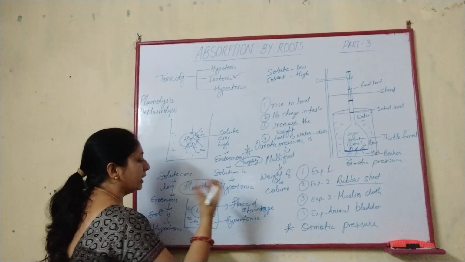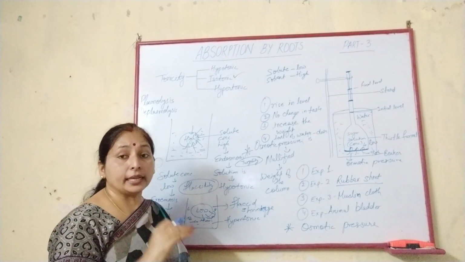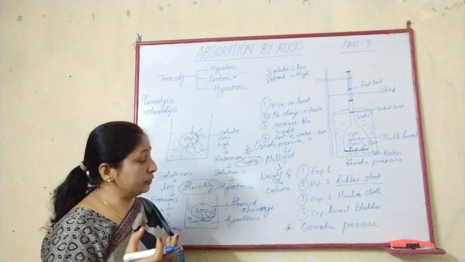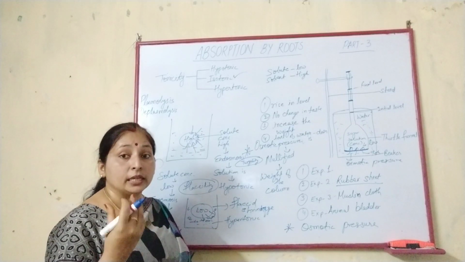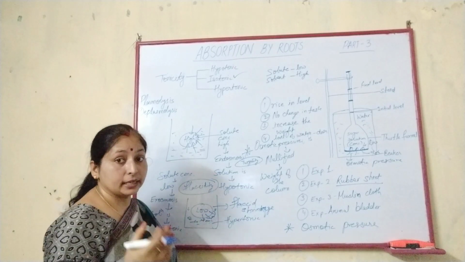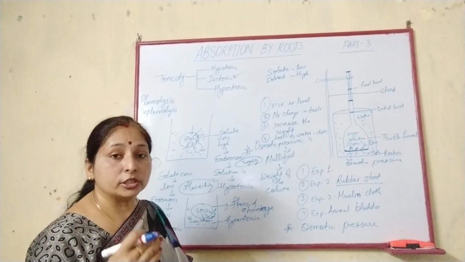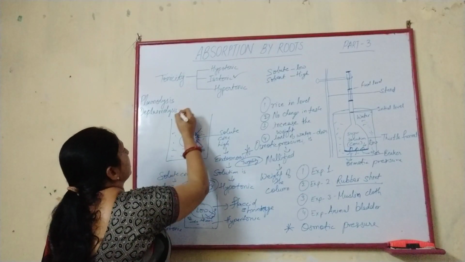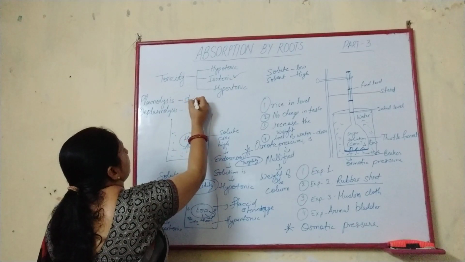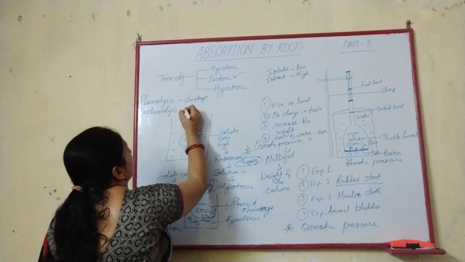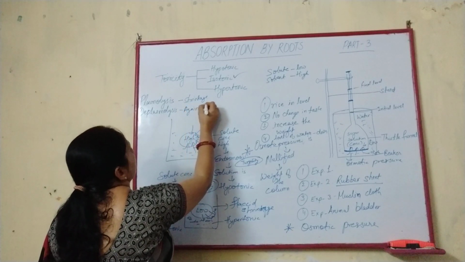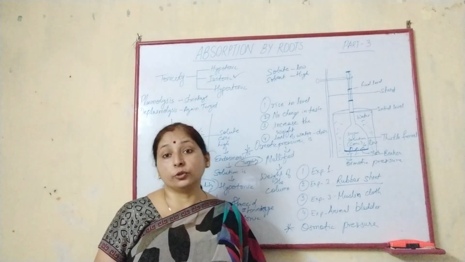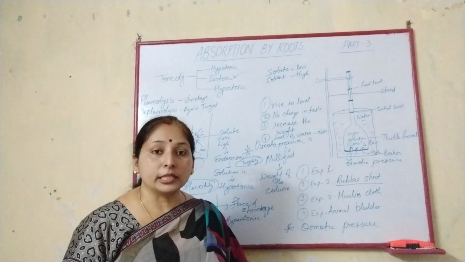When this flaccid or shrunken cell is again kept in a hypotonic solution, if the cell membranes are not ruptured and the cell is not dead, the cell swells up and becomes turgid. That condition is termed deplasmolysis. So here shrinkage, then again turgid. So this is all about flaccidity, turgidity, tonicity of the solution, and the experimental setup.